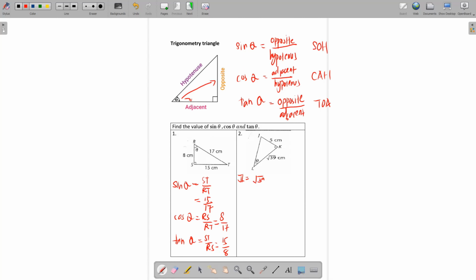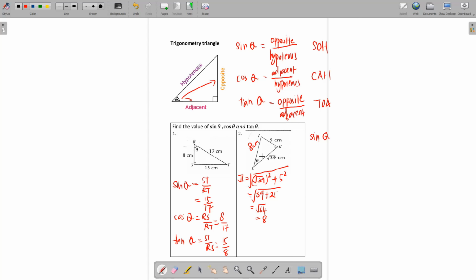So we have this side, root of 39, we square it, plus 5 squared. And then we square root the whole thing. So we will get 39 plus 25, we get 64. Square root of 64, we get 8. So your JL here is 8 centimeter. So now with that, we can find our sine theta, cos theta, and also tangent theta.